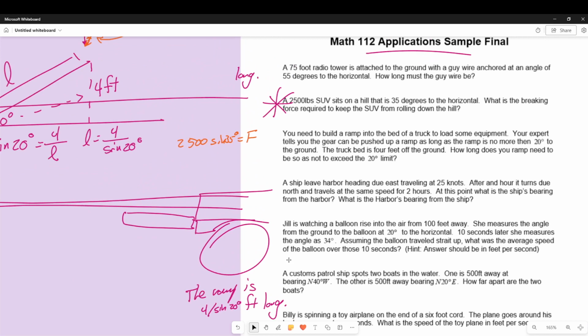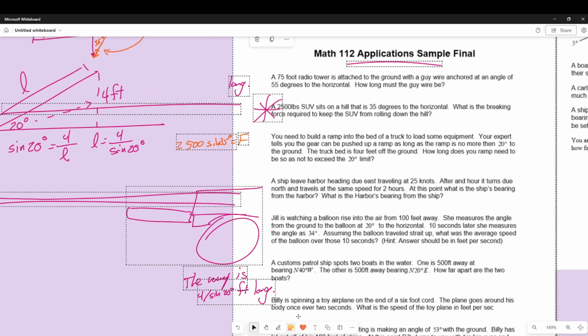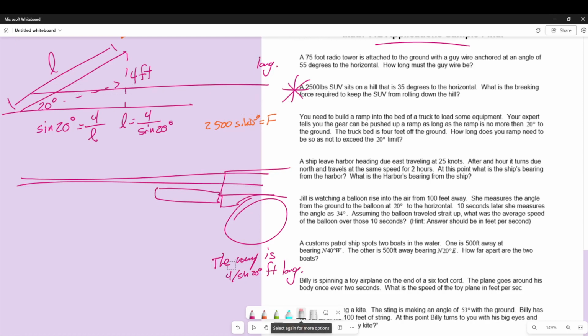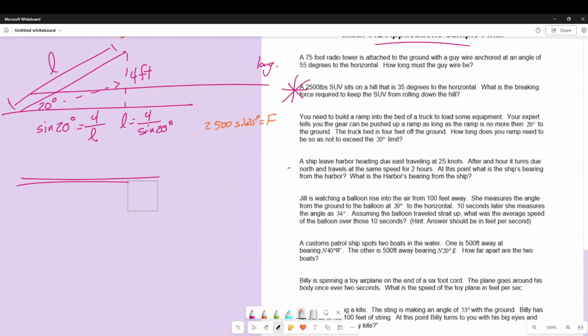So, where are we? Ship leaves harbor. For all of these problems, I'm always going to recommend that we draw some sort of diagram, particularly for application problems. We want to make sure we see what's going on. So ship leaves harbor heading due east. So we're heading due east. So that's north, and we're headed due east.